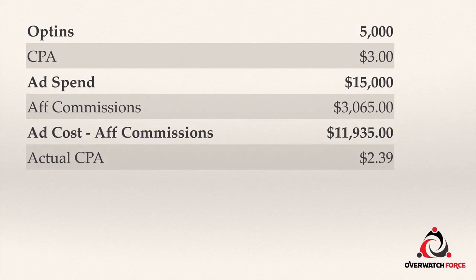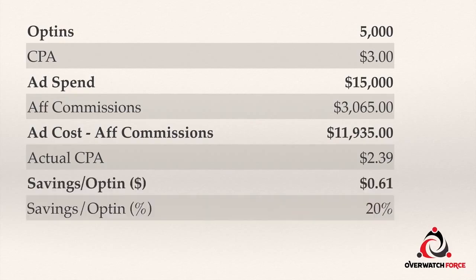Now your actual cost, guess what? Just got lowered to $2.39. Why? Because you got paid $3,065 for promoting somebody else's product. Okay? So your savings is 61 cents per opt-in, which is 20% of your $3. So your new earnings, or your actual profit, is $3.61.